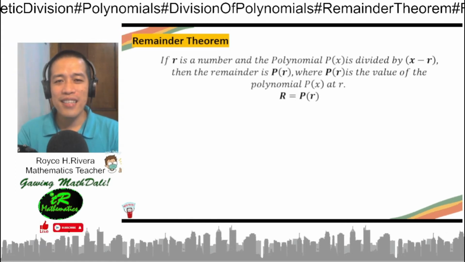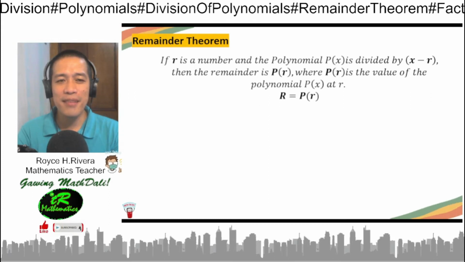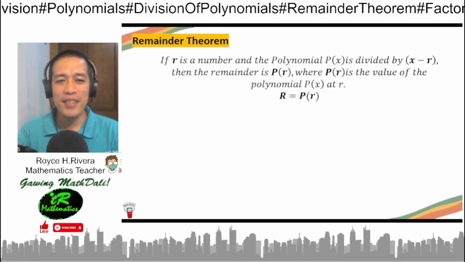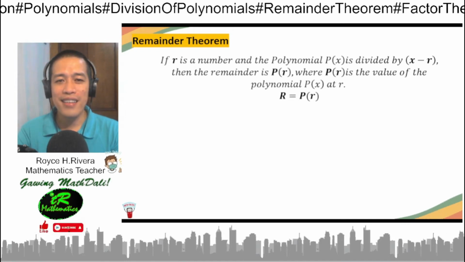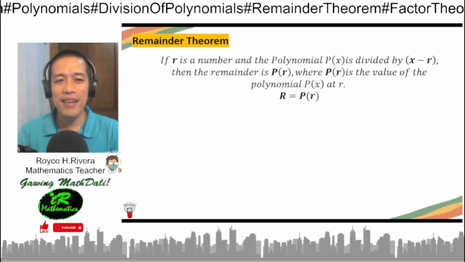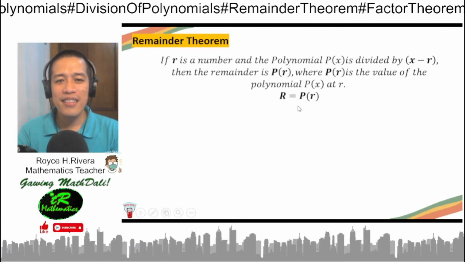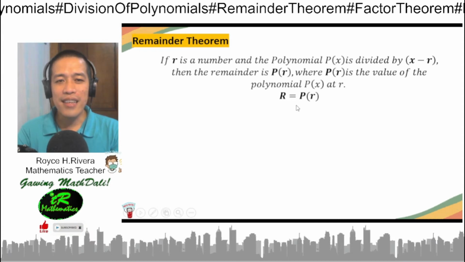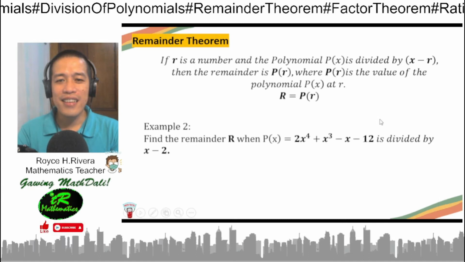If r is a number and the polynomial p of x is divided by x minus r, then the remainder is p of r, where p of r is the value of the polynomial at r. Here is an example.